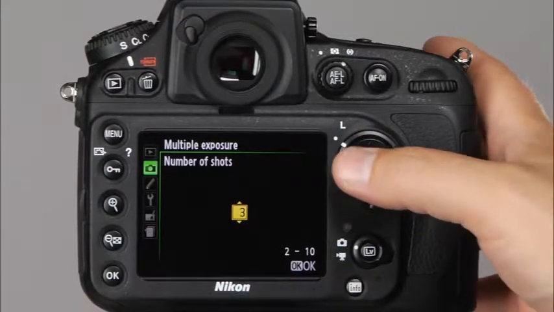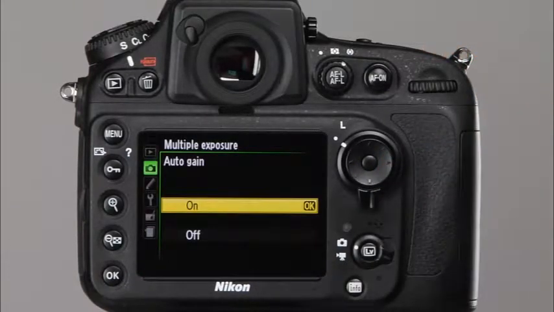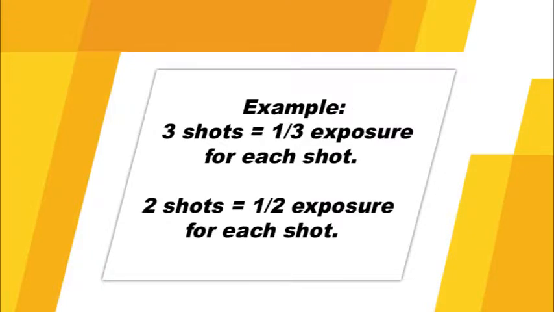The bottom menu item is the auto gain option. The gain determines how much adjustment to exposure the camera makes for each exposure. If you want to have the exact same exposure value for each shot, auto gain should be set to on. When the auto gain is set to on, the camera will use the exact same exposure value and automatically divide that exposure based on the number of shots. For instance, if the number of shots is set to 3, the exposure adjustment would be 1/3.